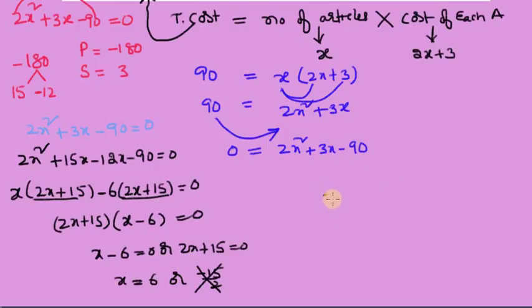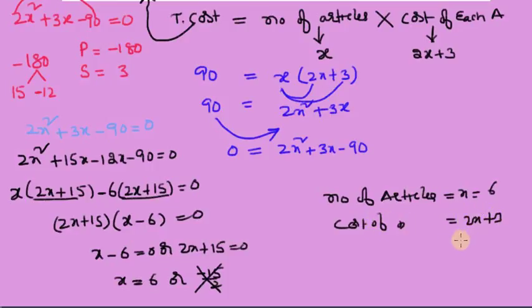Next, the number of articles is equal to x, that is equal to 6. Cost of article is nothing but 2x plus 3. If I substitute 6, 2 into 6 plus 3, that is equal to 12 plus 3, that is equal to 15 rupees. So 15 6s are 90. So this is all about the sum.